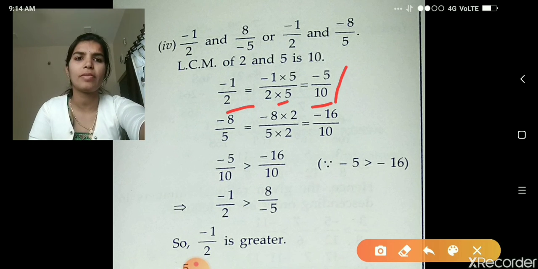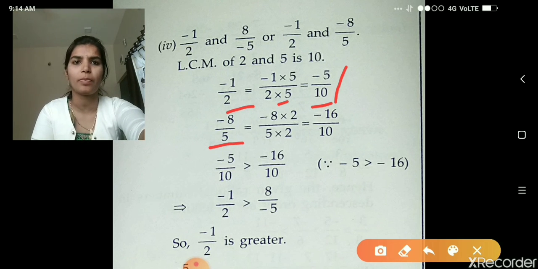Then the second rational number is minus 8 upon 5. Here we have to make the denominator 10.